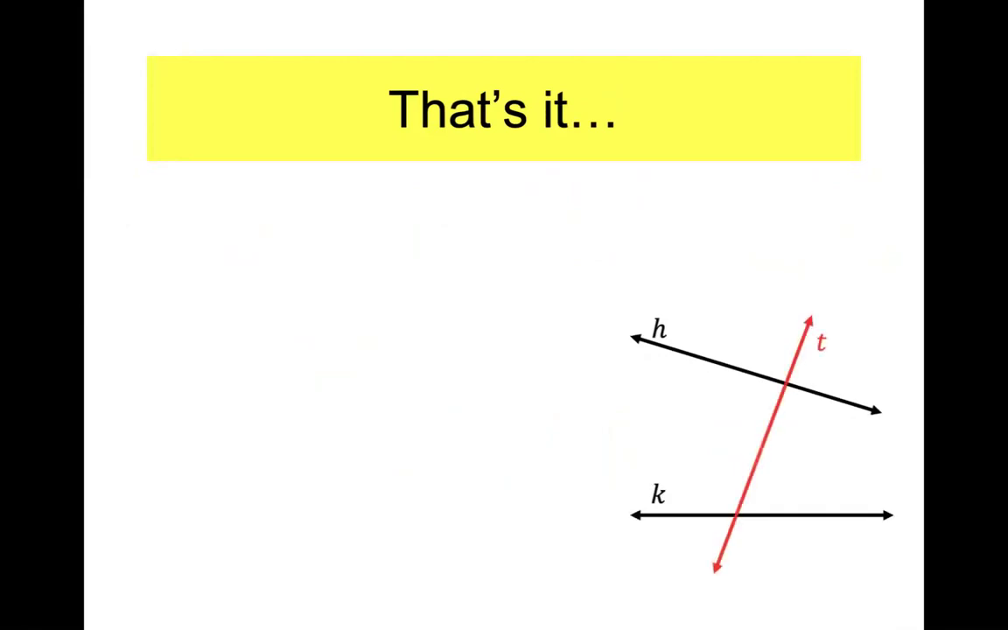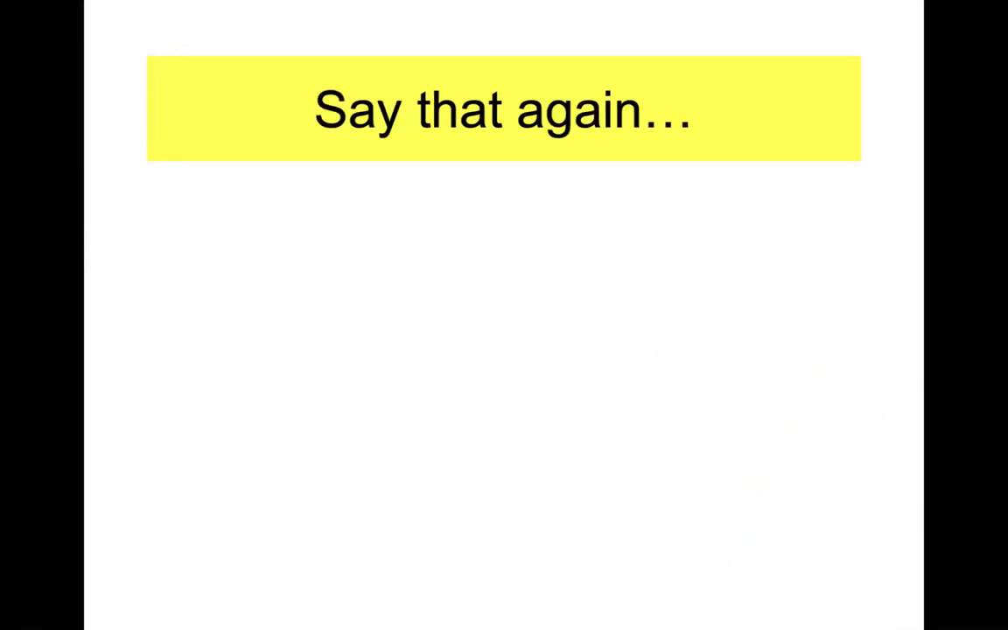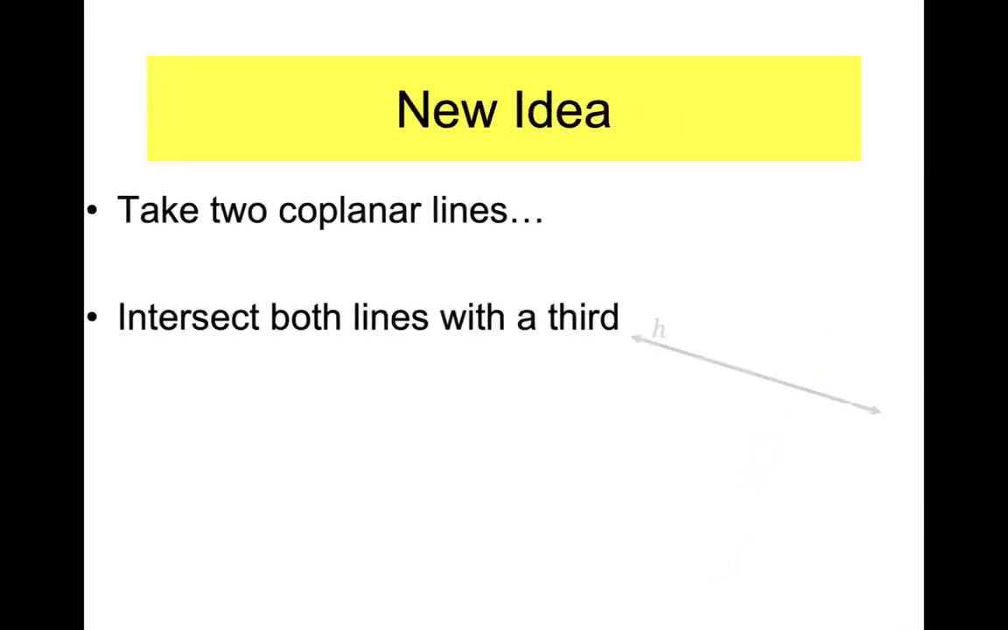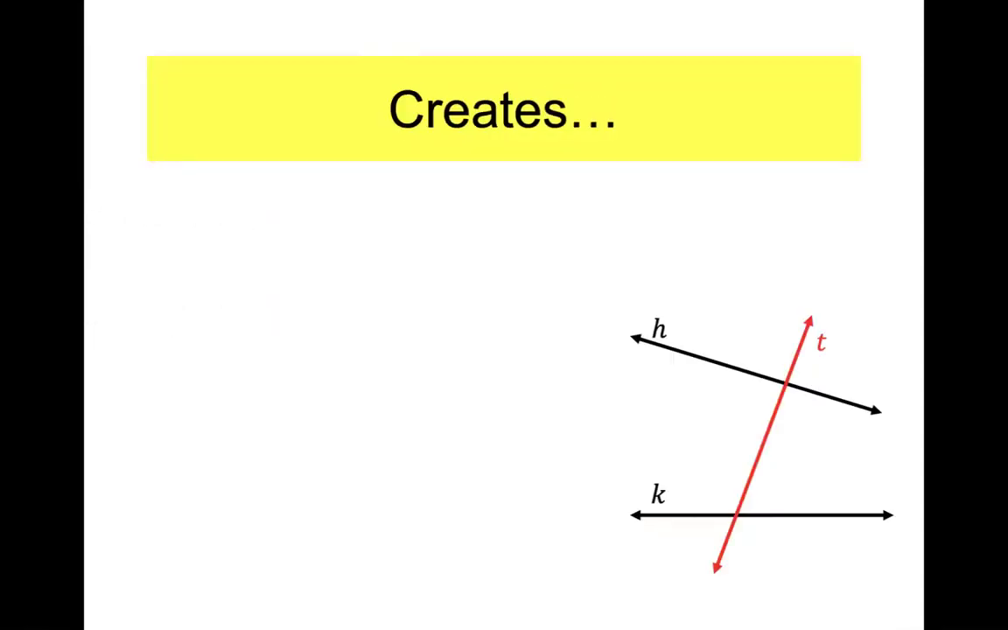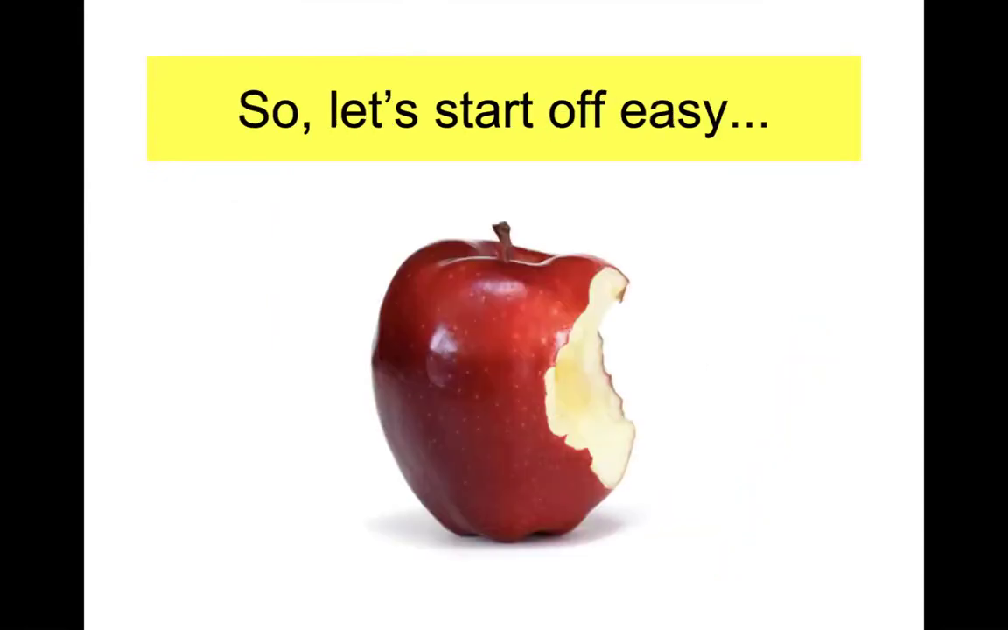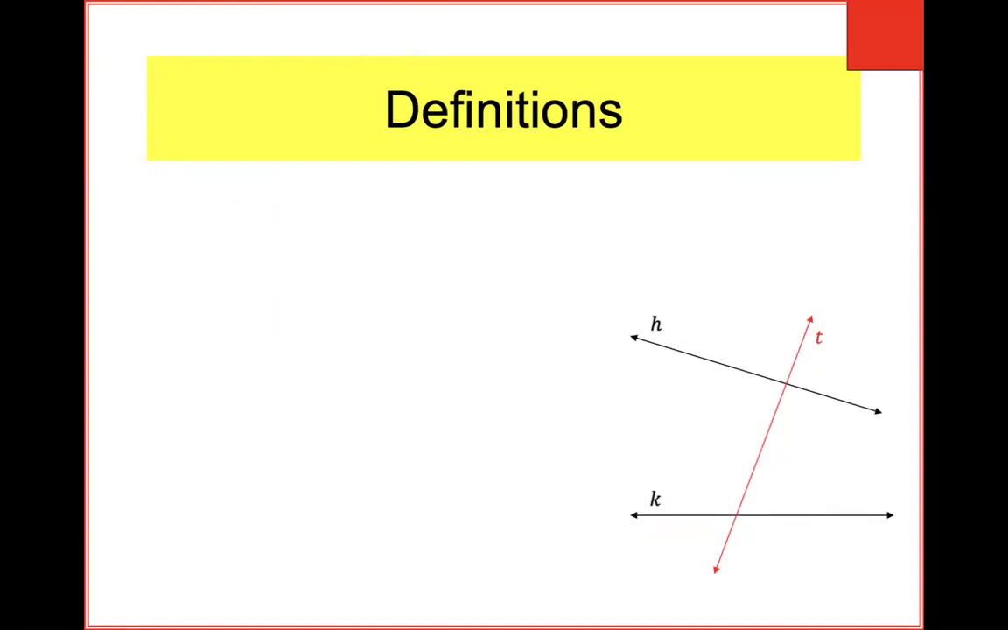Two lines intersected by a third. The third line has to intersect both lines, though. Two lines cut by a third, or intersected with a third. All right, painful, painful, painful. So here we go. This creates eight angles, lots of them, eight in fact. We're going to start off easy. We're going to label those angles.